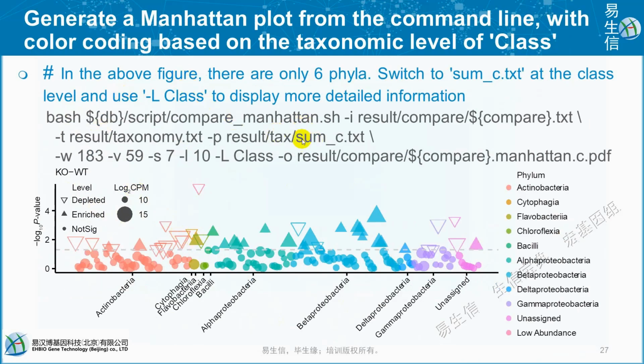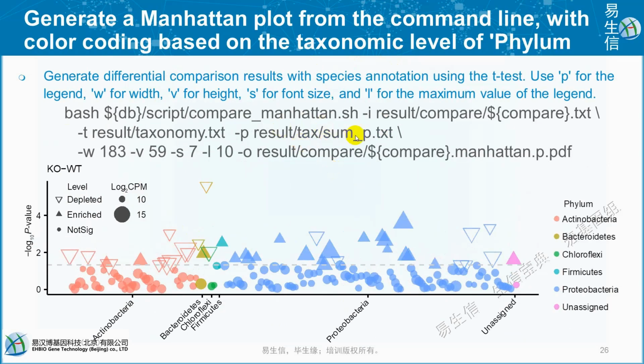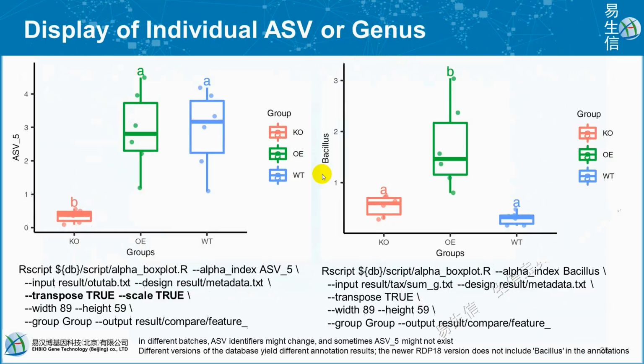Now we can switch from here. We use some text from the taxonomic level of class. Here we used phylum, and display of individual ASVs or genus. You can run this command in RStudio.